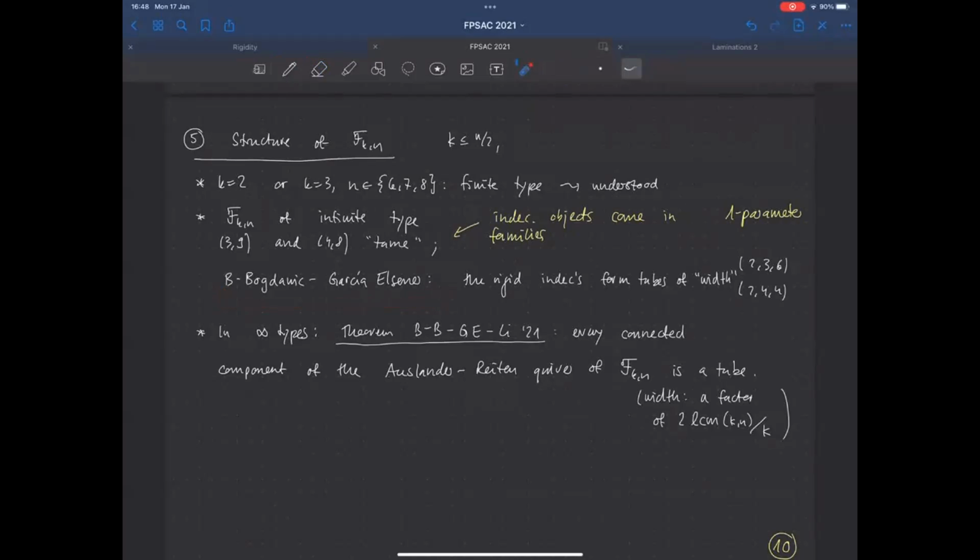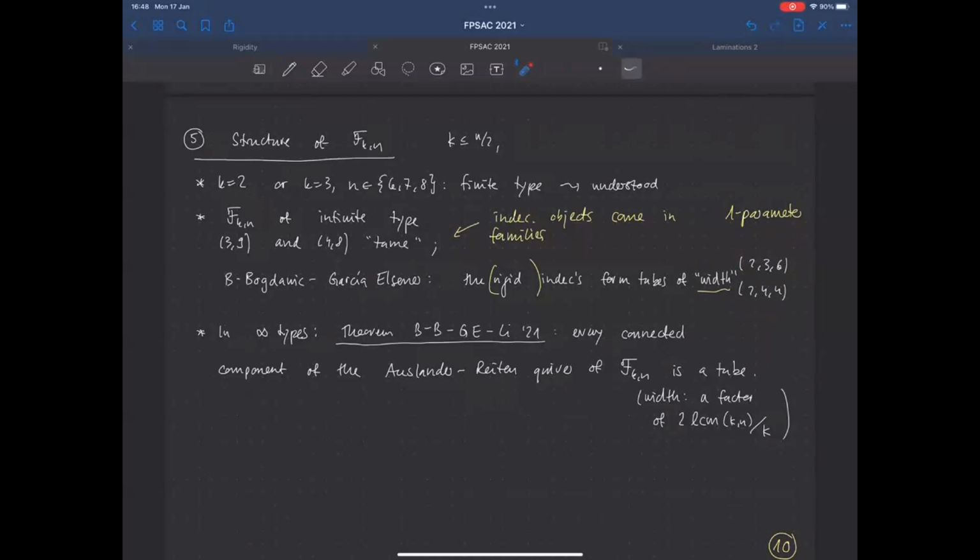That's joint work with Bogdanic and Garcia-Elsener, that the indecomposable objects are not just rigid, so you can also take arbitrary indecomposables. They sit together in tubes, which are well understood, and you know how big these tubes are. I wrote width here, it's really called rank in algebra. So they will be rather thin, of width 2, 3, and 6, or 2, 4, and 4. So these are the tame types.